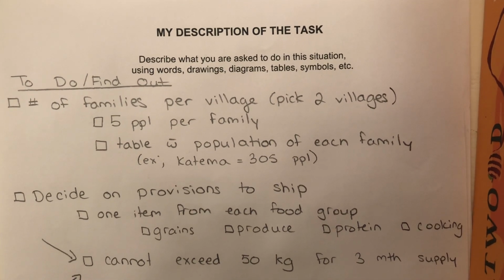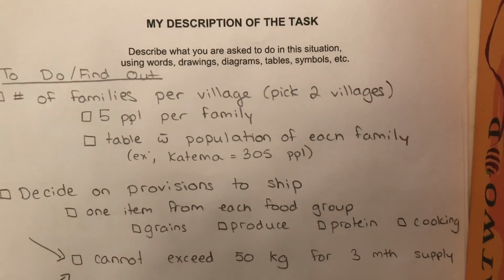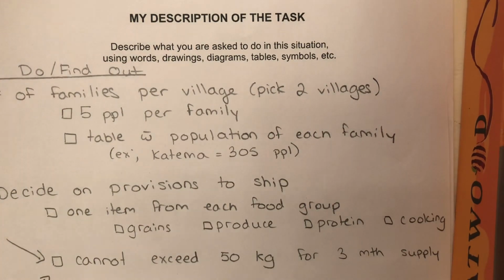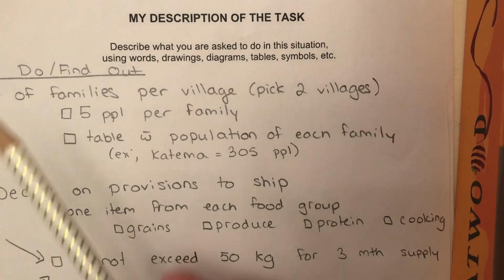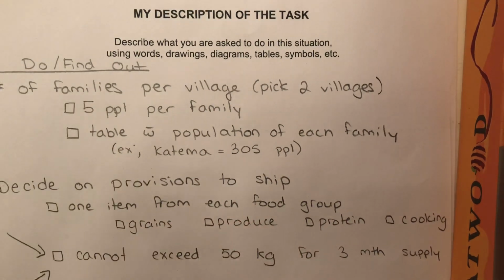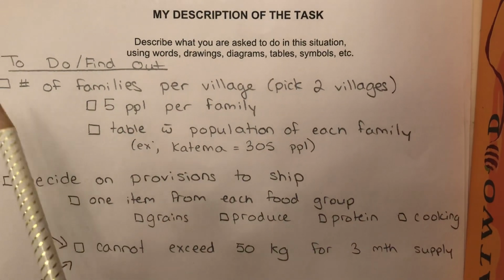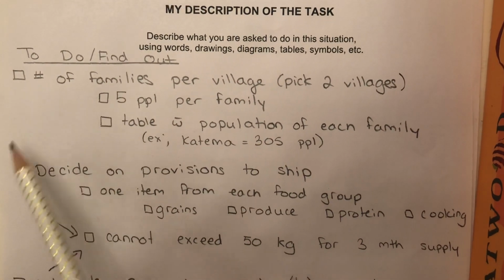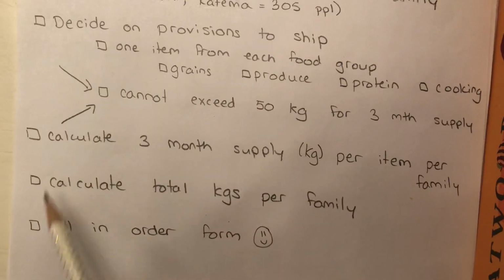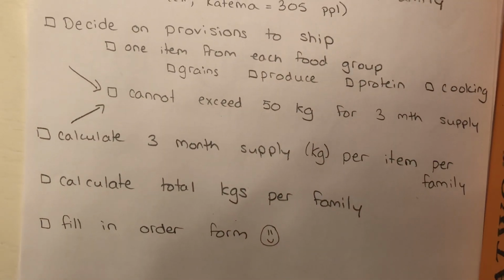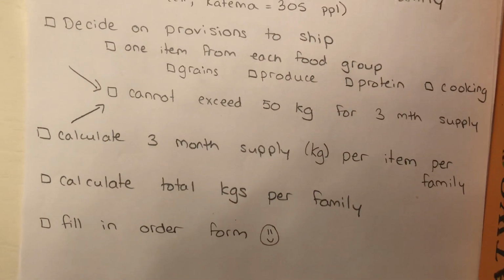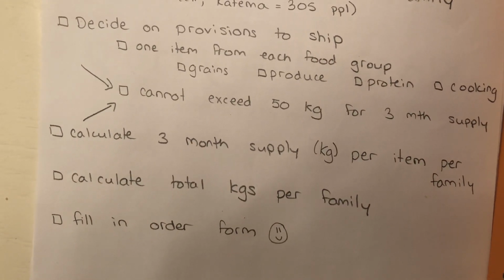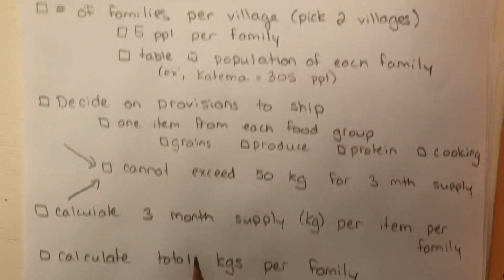All right, welcome to part 2 of my video solving our situational problem. I've written my description of the task and you can compare yours to mine. What I did is I actually made a to-do list so I could check it off as I go along. That helps me keep track that I've accomplished everything in the problem. It's a really great strategy to stay organized and make sure you're on the path to success.